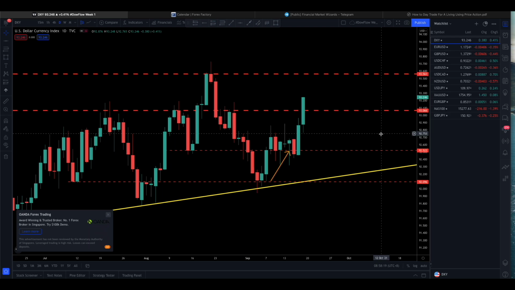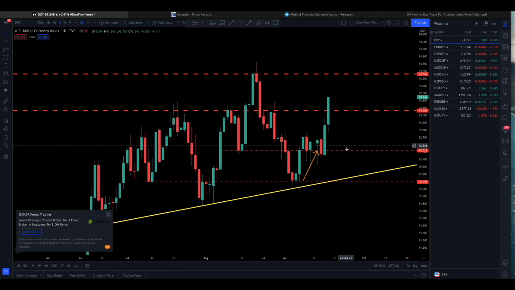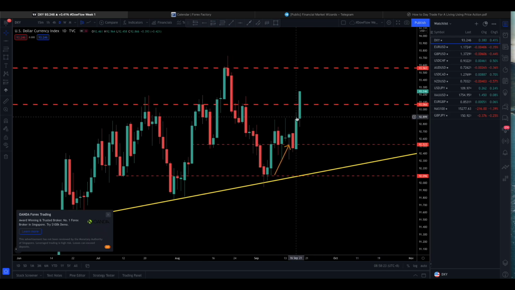Now with that being said, let's go into the charts. I don't want to waste so much time. So this is DXY, the dollar index.